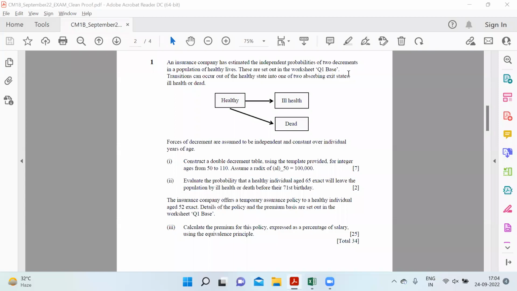Hi all. In this video, I would be discussing CM1 Paper B for September 2022 term.